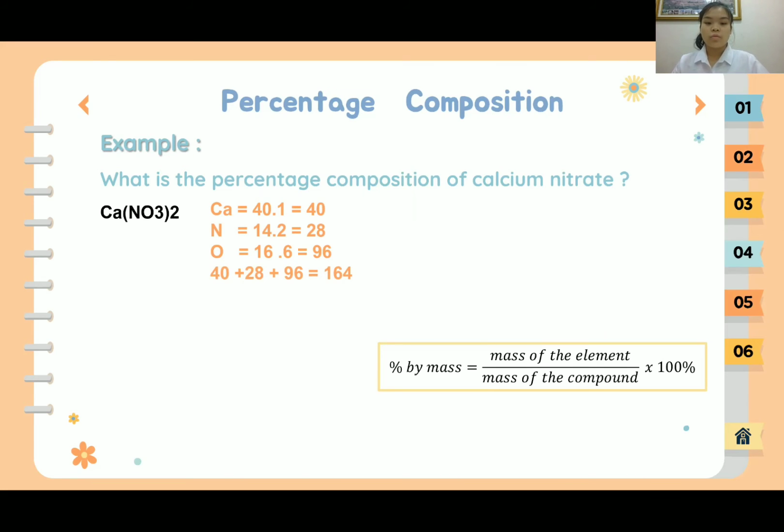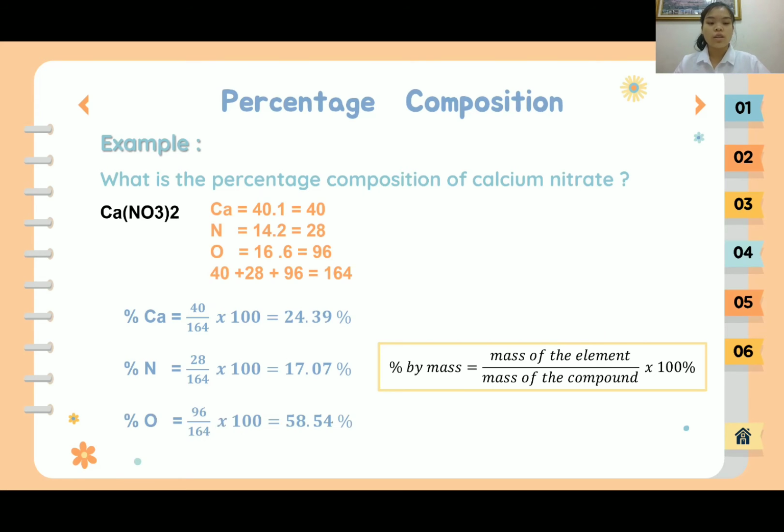Let's start from calcium. Mass of the element of calcium is 40 per mass of the compound is 164 times 100 equal to 24.39. Mass of the element of nitrogen is 28 per 164 is the mass of the compound times 100 is equal to 17.07. And after that, the last is oxygen. Oxygen, the mass of the element is 96 per 164 is the mass of the compound times 100, which is equal to 58.54%.